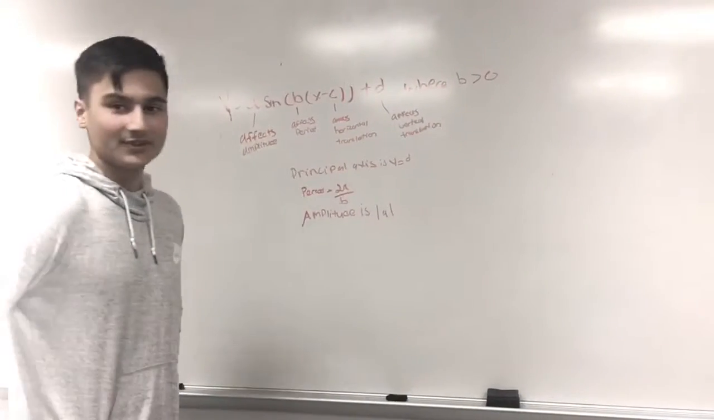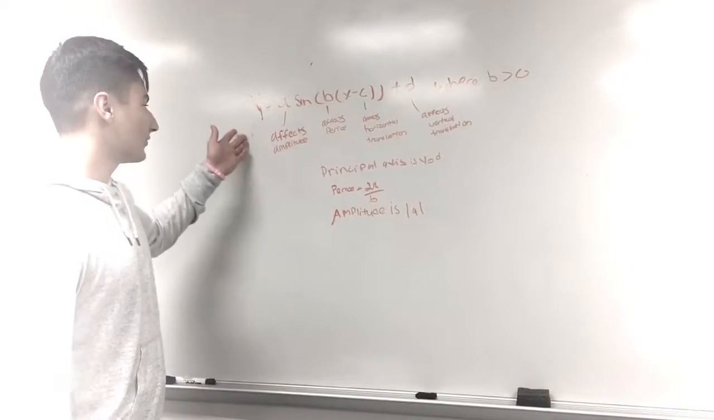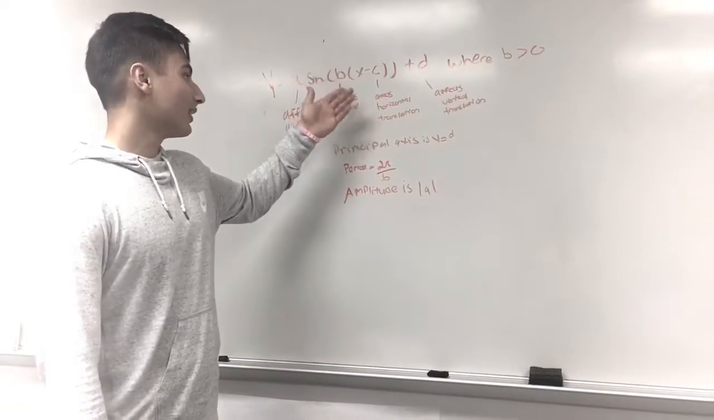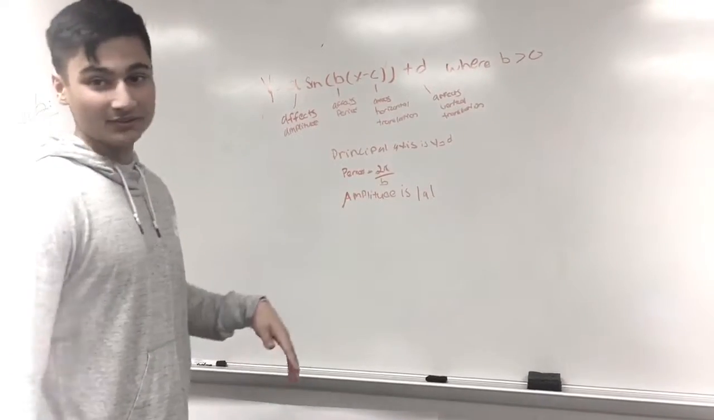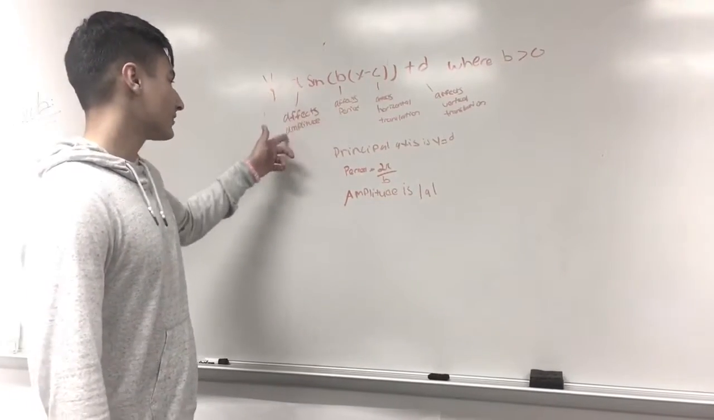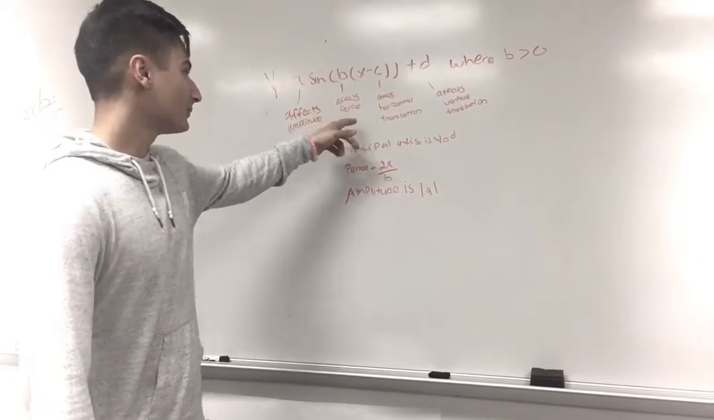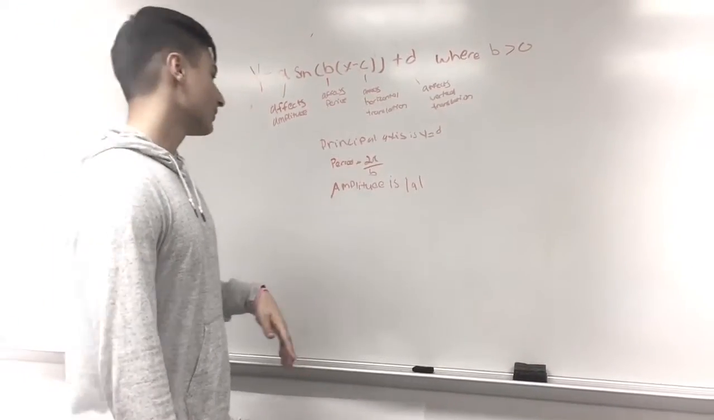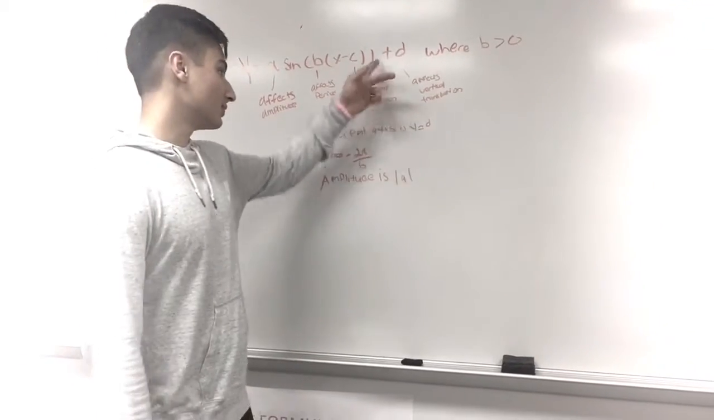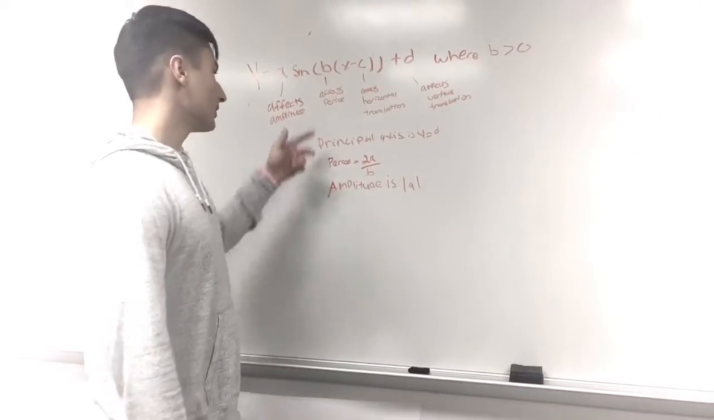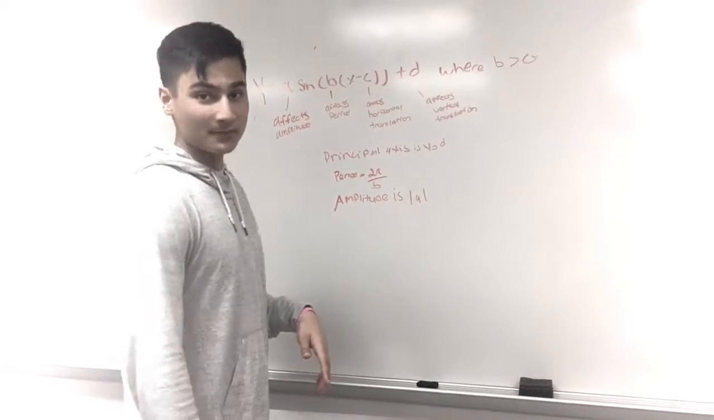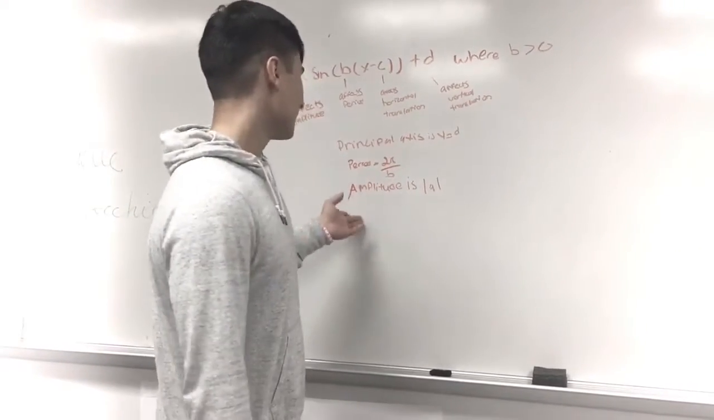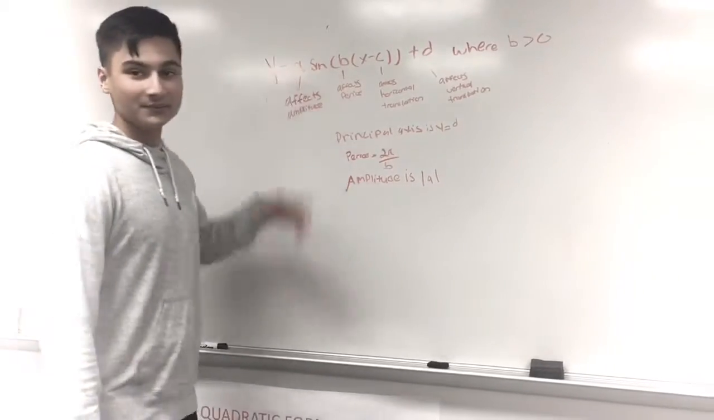Now we're moving on to chapter 10, and this is the general sine function for sine graphs. It is y equals a sine (bx minus c) plus d, where b is greater than 0. a affects the amplitude, b affects the period, c affects horizontal translation, and d affects vertical translation. To find the principal axis, it's just y equals d. To get the period of a sine function, you do 2 pi over b. We're going to do examples later, don't worry. And amplitude is just the absolute value of a.